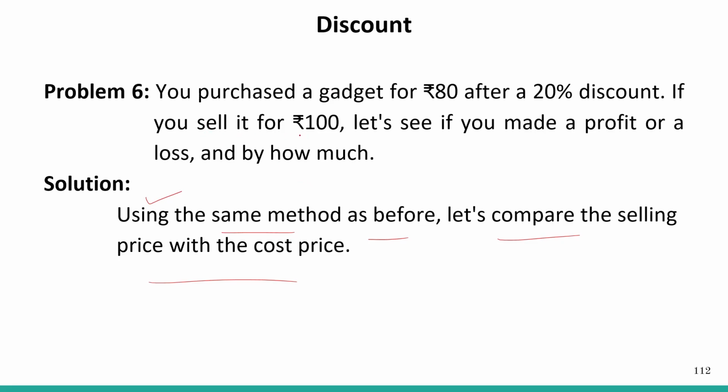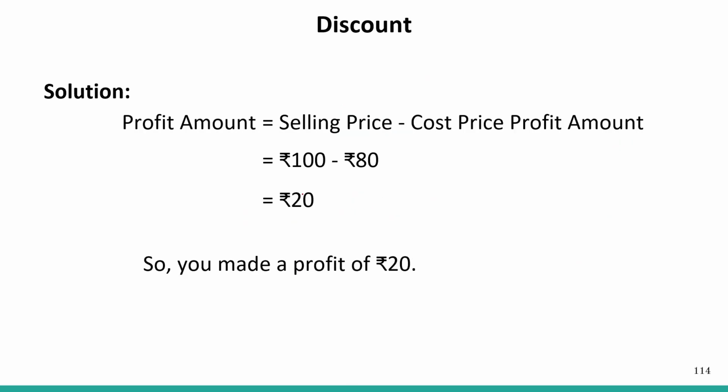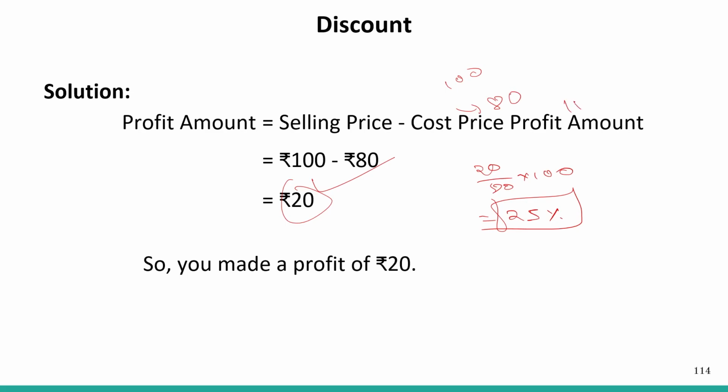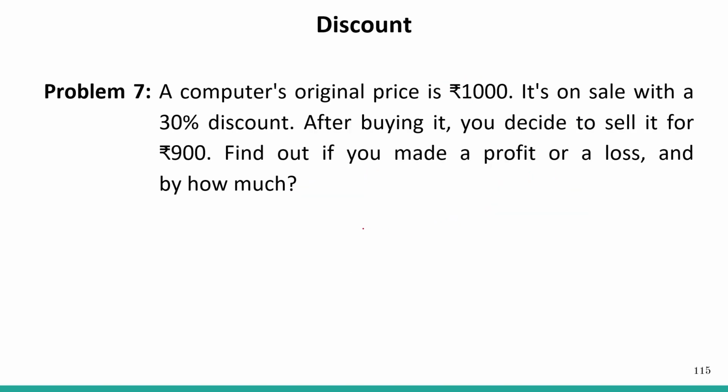But if I sell it for 100, I won't make any profit because the original cost price is also 100. But since I got it for 80 and I'm selling it for 100, I'll get a profit of 20 rupees. So how much is 20 of 80? 20 by 80 into 100 is equal to 25% profit. The original price is 100, I got it for 80 and now I am selling it for 100, so I am getting 25% as profit.